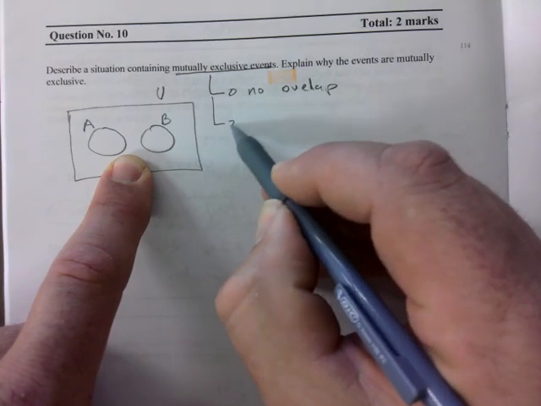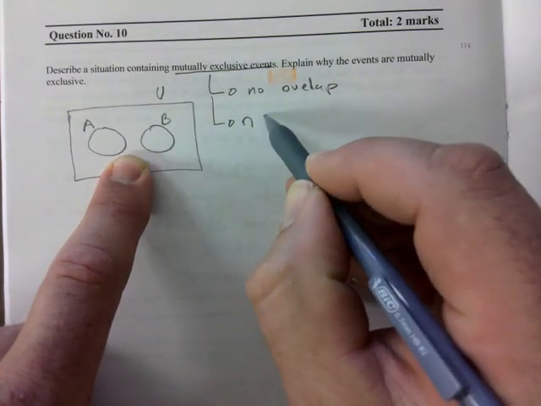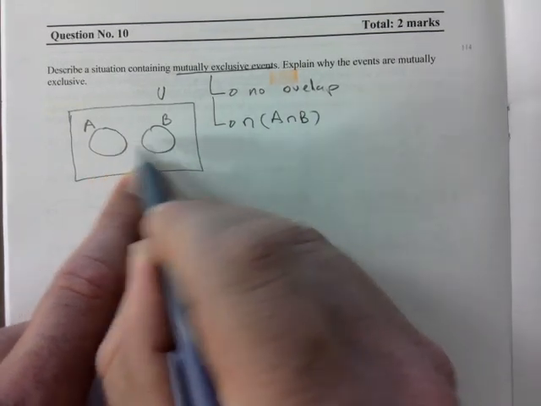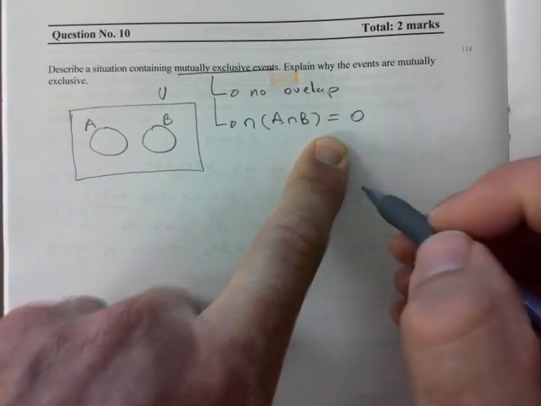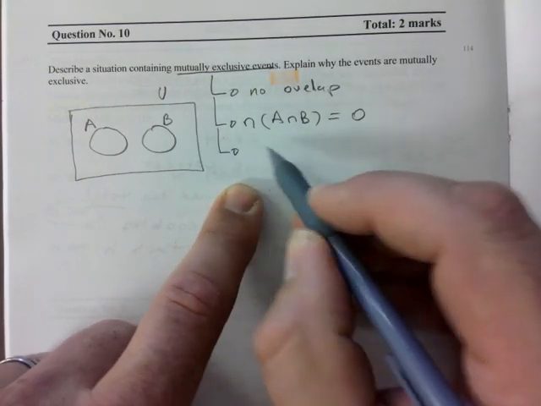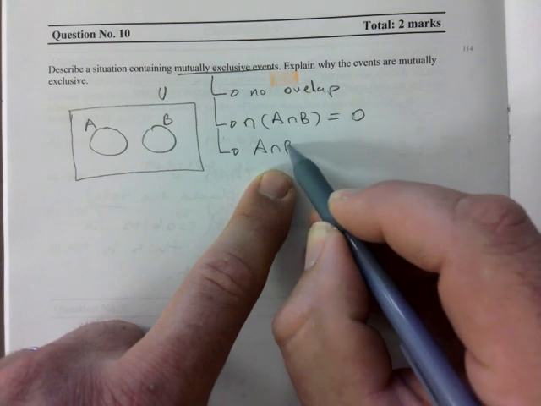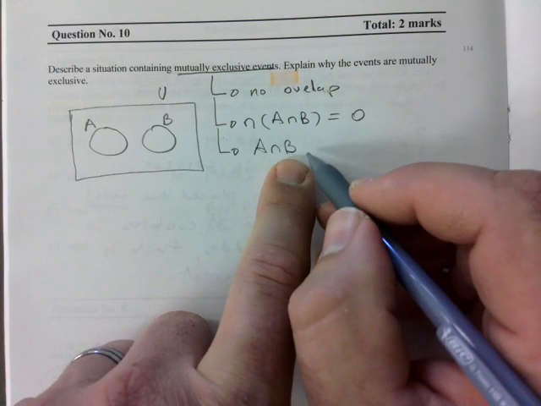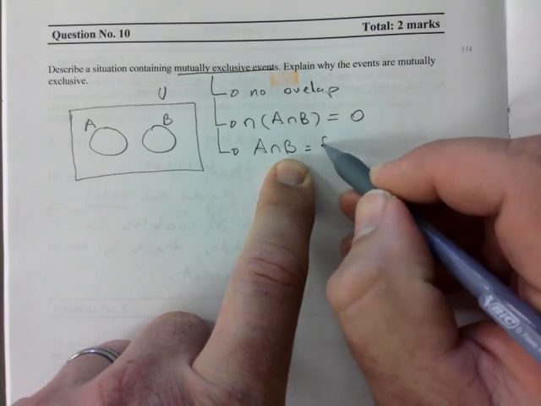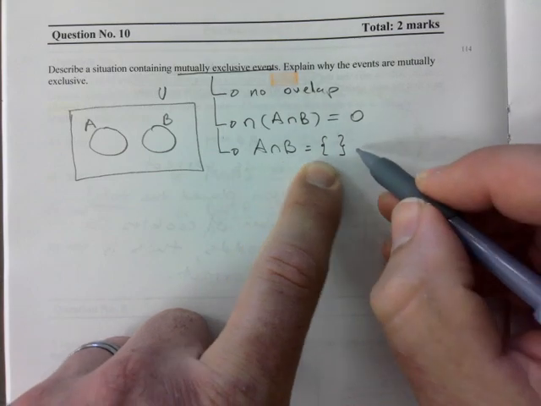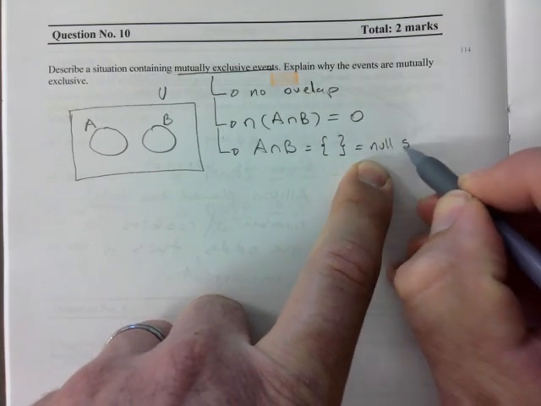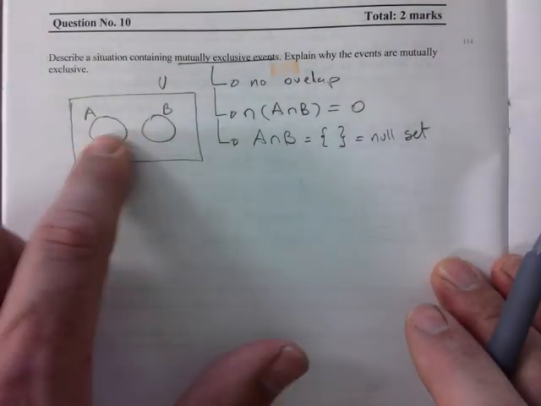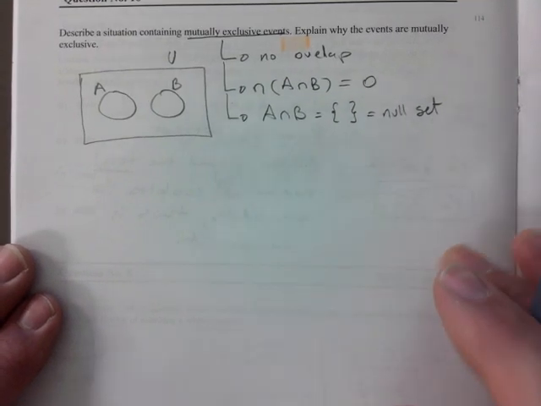If you wanted the number of A and B, like the elements that are in both, that would be 0. If you wanted to state A and B, and we're going to talk more about this later when that unit comes, those elements would be a null set. There'd be nothing in there. So we want events that have nothing in common.